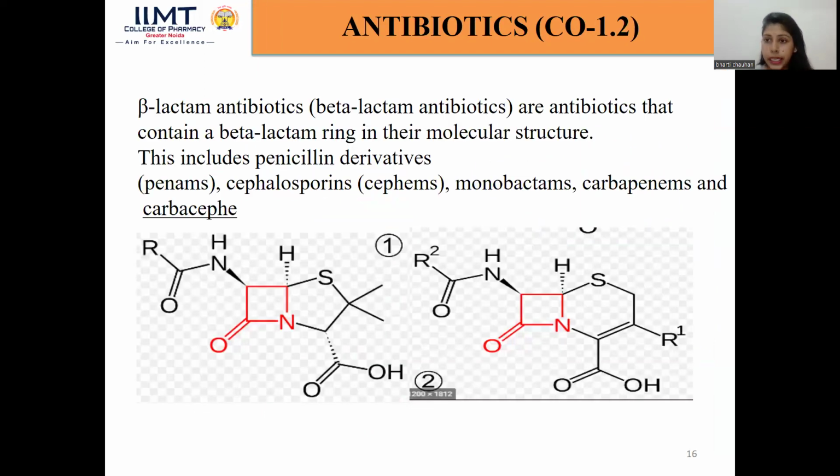Next, beta-lactam antibiotics. What are beta-lactam antibiotics? Basically, you can see in the structure below there is a red highlighted area, a red ring, a 4-numbered ring. This is a beta-lactam ring. On the basis of chemical structure, the name was given as beta-lactam antibiotics. The definition is: beta-lactam antibiotics are antibiotics that contain a beta-lactam ring, as you can see in their molecular structure. This includes penicillin derivatives, penam, cephalosporin, monobactam, carbapenem, and carbacepam.